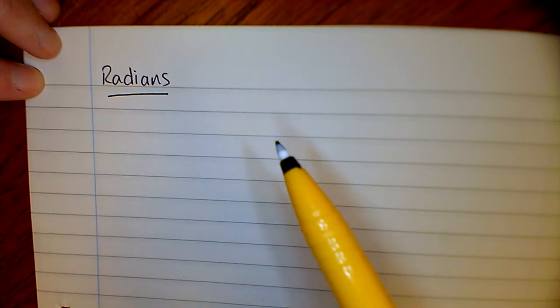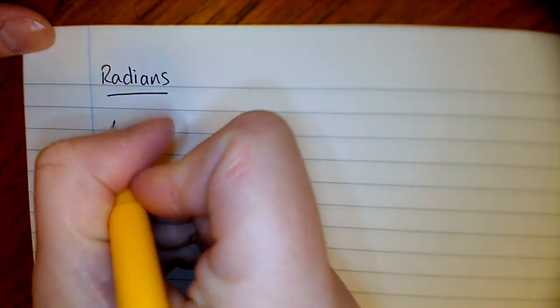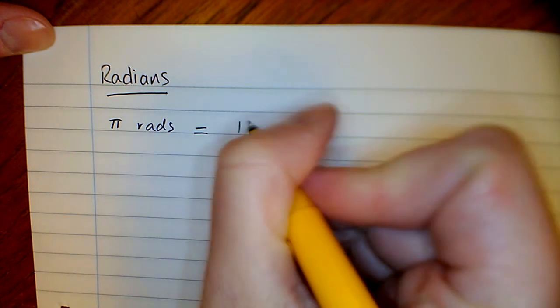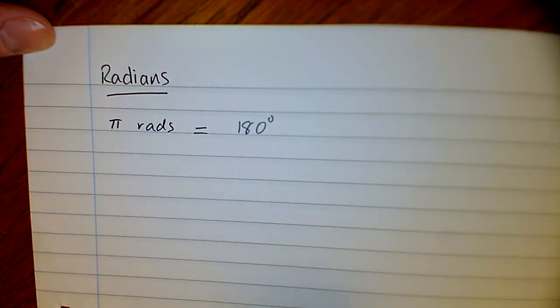Okay, radians then. So up until now, anytime we've looked at angles, they've always been in degrees. That's one unit you can measure angles in, in the same way that length could be measured in centimetres or metres, or it could be measured in yards and feet. We've got other units to measure angles, and radians is one of them. So pi radians equals 180 degrees.